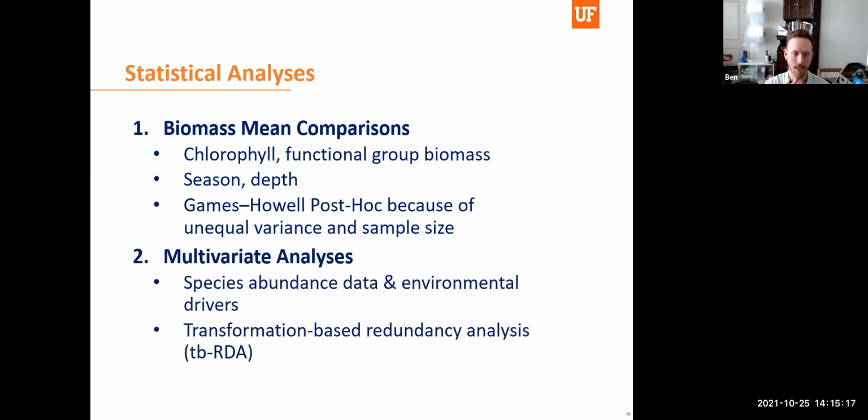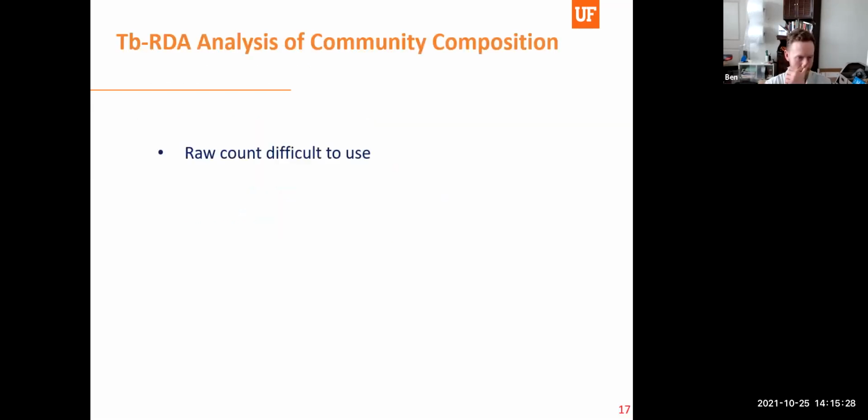And then for multivariate analysis, we used species abundance data and environmental parameters, and then we did a transformation-based redundancy analysis. Just to talk a little bit more about that, the raw counts for phytoplankton especially are really difficult to use, given the wide differences in size. A lot of people have come up with ways to help with that, but the way I found most appropriate was to use biovolume data as abundance rather than count data. And that tends to regulate. So if you have 1,000 or 10,000 cyanobacteria and one large centric diatom, the biovolume data would normalize the abundance so that one isn't necessarily greater than the other.